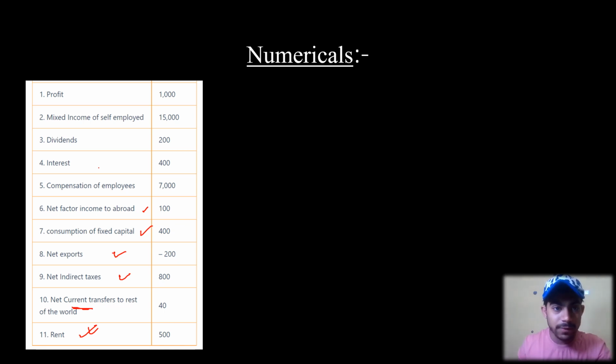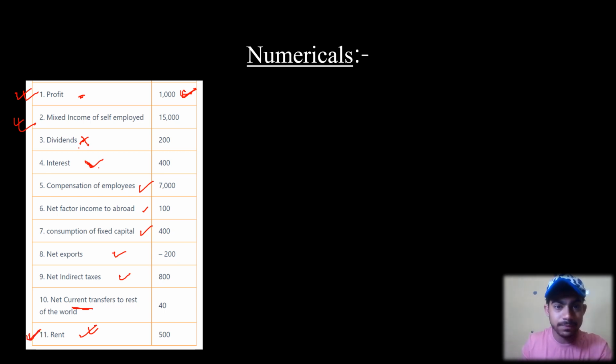First of all, estimate all the factor income. Let's select the factor income: profit, mixed income of self-employed. Since dividend is a part of the profit and profit is already given, we don't consider the dividend because it's already included in the profit. Interest we will consider, compensation of employees we will consider, and rent. By adding these we will get the factor income.